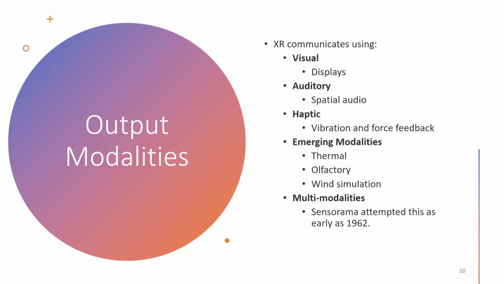Various output modalities exist in XR. So, XR communicates using visual displays, auditory spatial audio, haptic methods using vibration and force feedback, and increasingly the emerging modalities in forms of thermal displays, olfactory displays, wind simulation, etc. So, there can be various output modalities. You may recollect the sensorama, which we talked about in the earlier lectures in the history of AR VR. Sensorama attempted including various modalities, including for instance wind, smells, your visual display, sound, etc., as early as 1962.